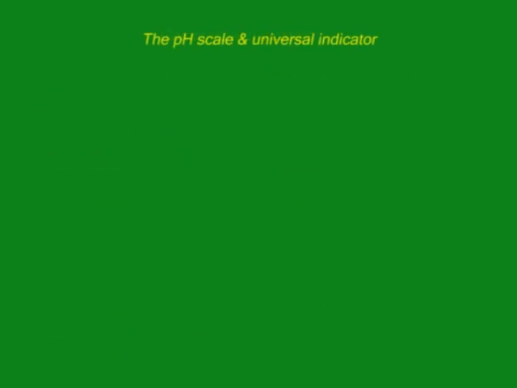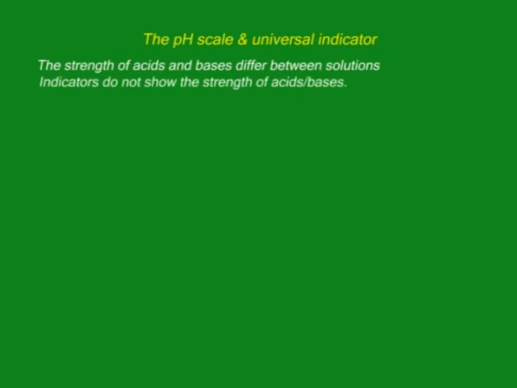The pH scale and universal indicator. Whereas we can say that a certain solution is an acid or a base, the strength of acids and bases differ in different solutions. The indicators above did not tell us about the strength of the acids or bases. To know this, we use a universal indicator. Before we look at this indicator, let's see what a pH scale is.